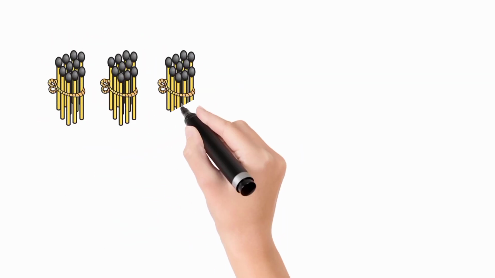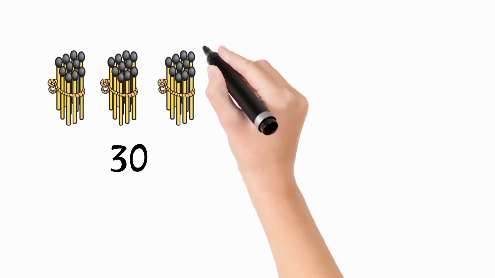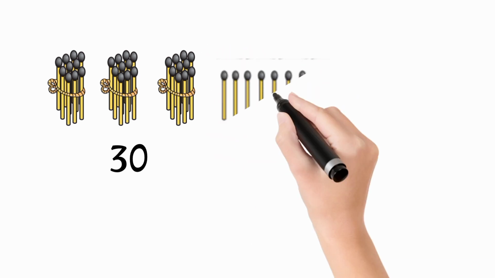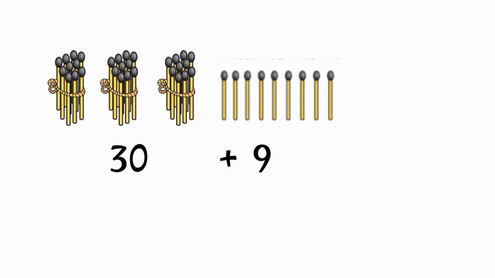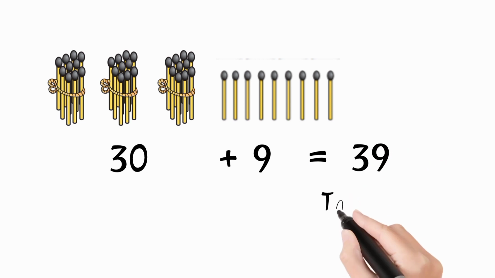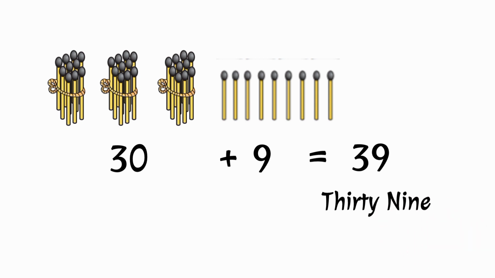Now we have 3 bundles which means 30 and 9 loose matchsticks. So 30 plus 9 is equal to 39. 3 tens and 9 ones, 39. इसे 39 कहते हैं.